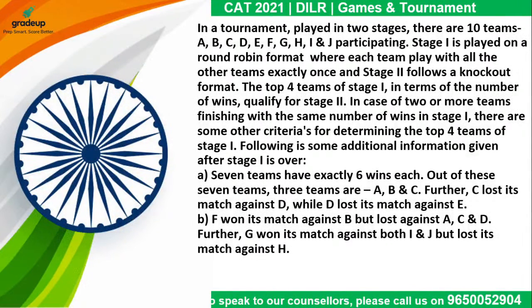Okay, guys. So I think that all of you have read and understood this set. See, it is given there are 10 teams involved in a tournament and it is played in two stages. Stage 1 is a round robin format where each team plays with all the other teams once. Stage 2 is a knockout. The top 4 teams of stage 1 in terms of number of wins qualify for stage 2, and if there are 2 or more teams with the same number of wins, then there are some other criteria for determining the top 4 teams.